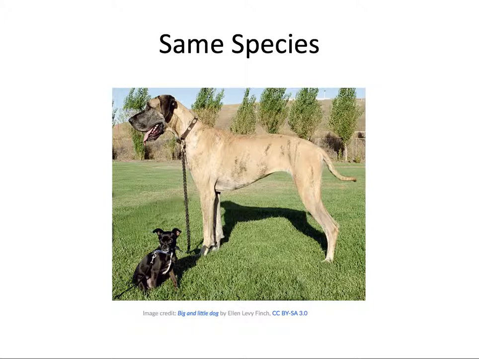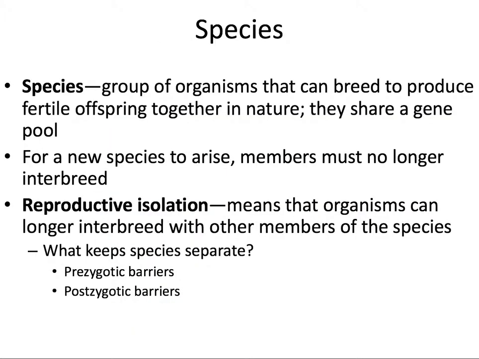What are the rules? Here is the biological definition. A species is a group of organisms that can breed to produce fertile offspring together in nature, and they share a common gene pool. The key is that they reproduce, they interbreed, and that they produce offspring that can also reproduce. They're not sterile, they're fertile offspring.